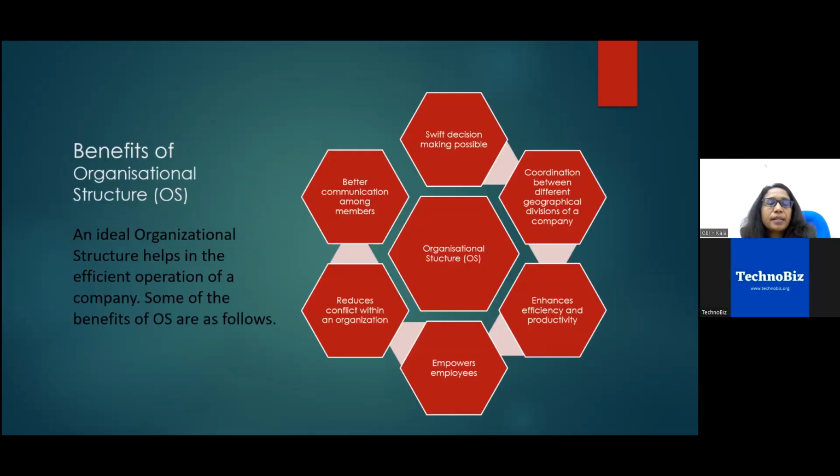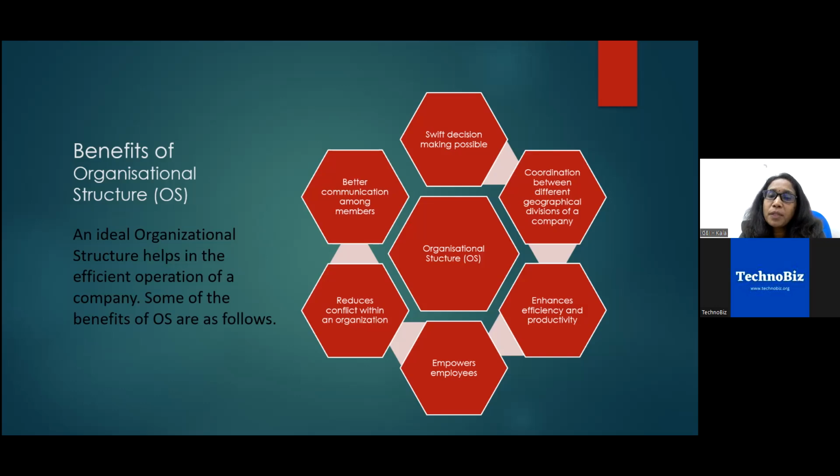Okay, next, what are the benefits of organizational structure? An ideal organizational structure usually helps in the efficient operation of a company. Okay, some of the benefits are better communication among members, coordination between different geographical divisions of a company, enhanced efficiency and productivity, empowered employees, reduced conflict within an organization, and swift decision-making possibilities.